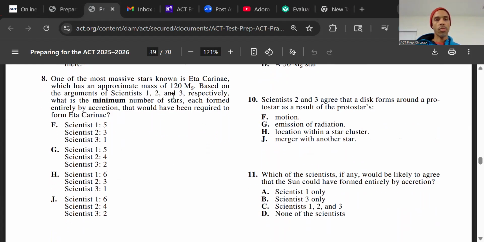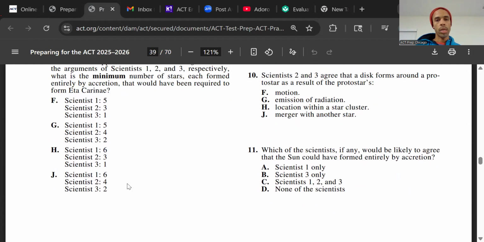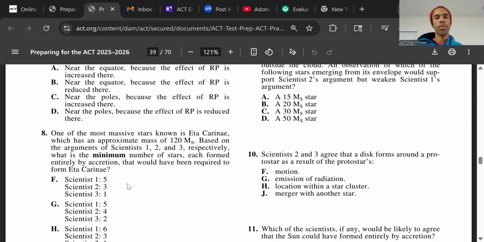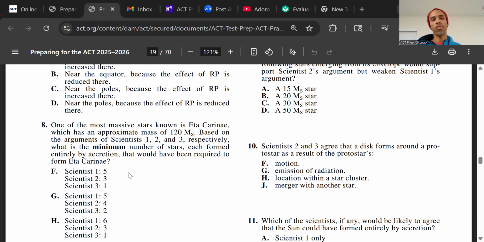And then scientist two, if you remember what we read, the largest that a protostar can be made by accretion was 40 solar masses. So how many times is 40 going to 120? That would be 3. So scientist 1 would be 6, scientist 2 would be 3, and scientist 3 would be 1, because they said there was no limit. So number 8 is H. Scientist 3 said there was no limit to how big a star could be by accretion, so 120 solar masses could be the size of a protostar formed by accretion.